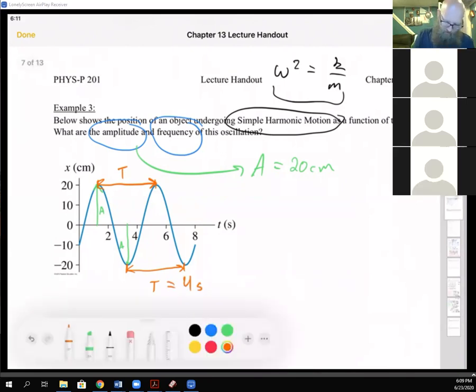Right? Becker? Could you just say that it looks like two full periods in 8 seconds? Because it starts at -10 and stops at -10? Or can you not infer that from the graph? No, I think you could. And if you did that, you would get 4 seconds.